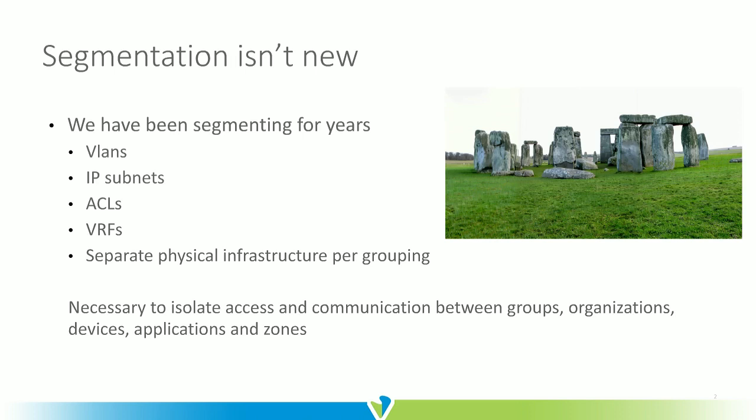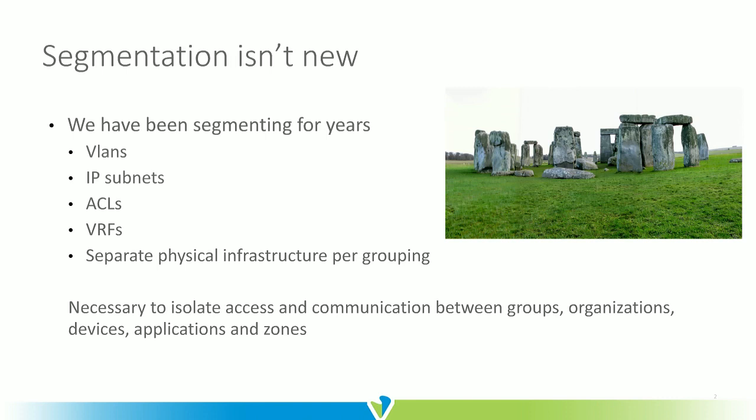So first things first, of course, segmentation isn't new. We've been doing this for quite some time, actually, many years, and we've been doing it in a variety of different ways, either from the branch, the WAN, LANs, as well as data centers. Some common methods for segmentation are VLANs, of course, IP subnetting, ACLs to prevent communications between groups, VRFs to do some other higher-end segmentation, and of course, separate physical infrastructure on a per-grouping basis.